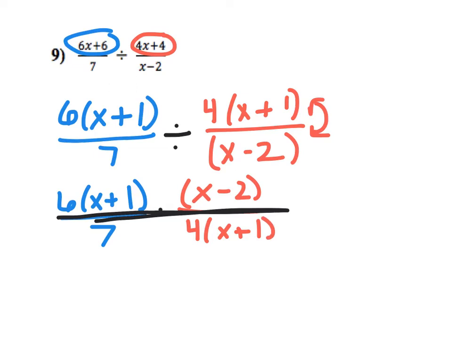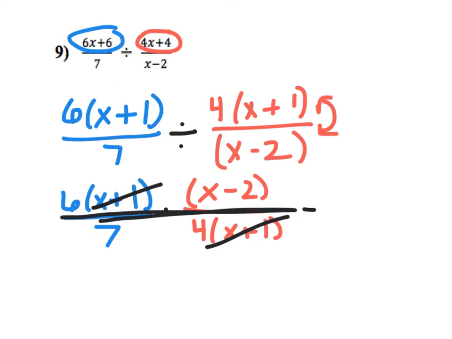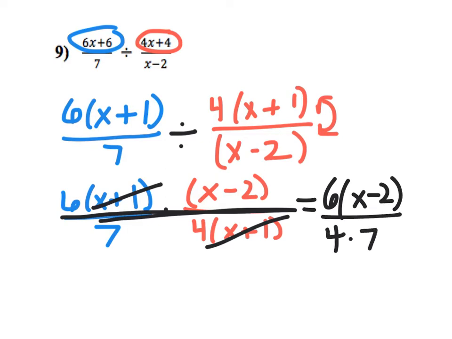Notice we're going to cancel out anything we have on the top and the bottom. So I notice that there's an x plus 1 on top, and there's an x plus 1 on the bottom. Now if I factor those out, I'm left with 6 times x minus 2 divided by 4 times 7. Now I notice that we have this 6 and 4, so what can I divide both of those numbers by? It's going to be 2, so we'll divide by 2, we'll divide by 2.